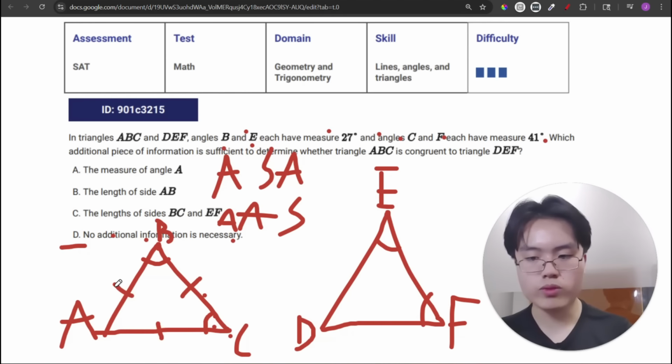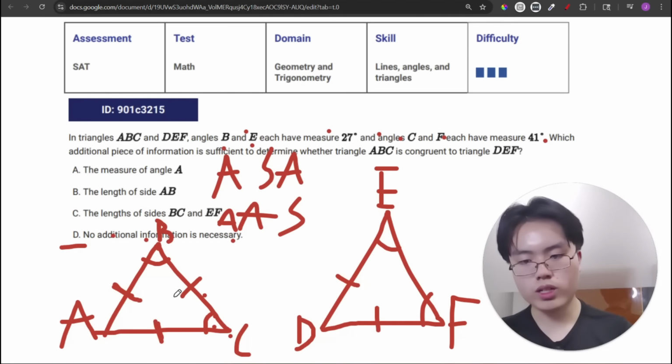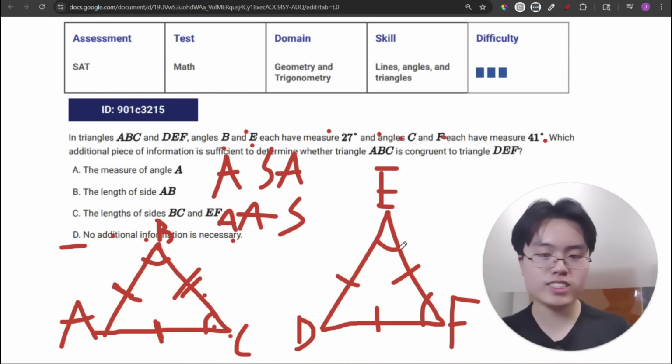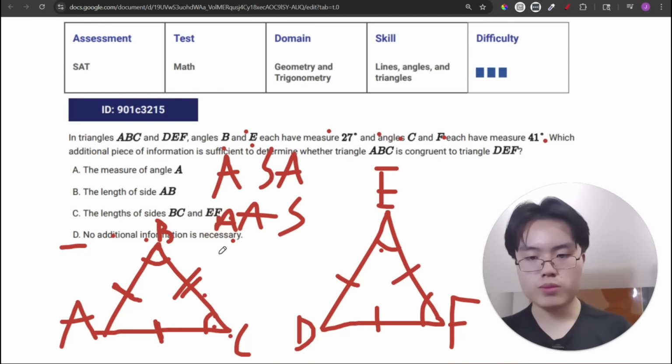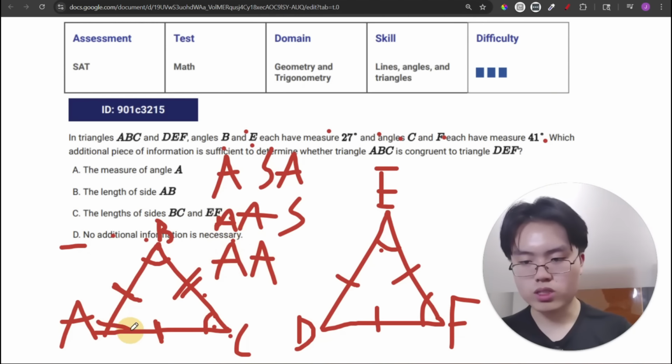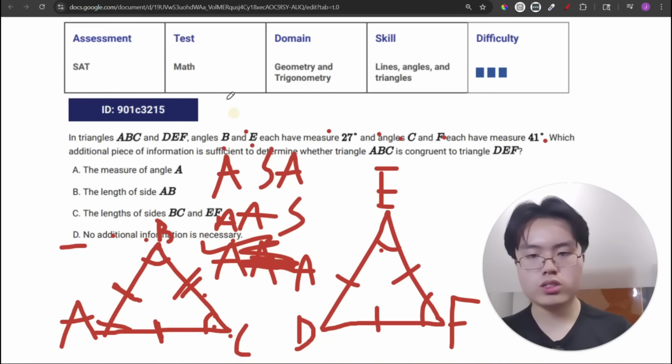Or like this side, if it says that this side is the same as this side, or that this side is the same as this side, like any side in general, if it says that, then that's enough to prove congruency. Angle won't work because that's similarity, right? So like this angle, this wouldn't work because that's similarity. I think that's all the combinations out of the four, because the other ones are side.